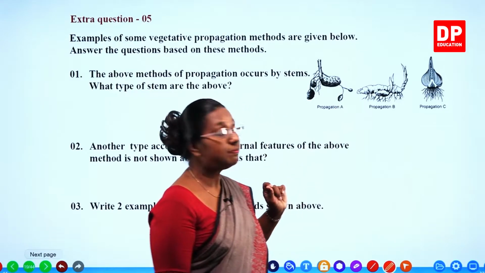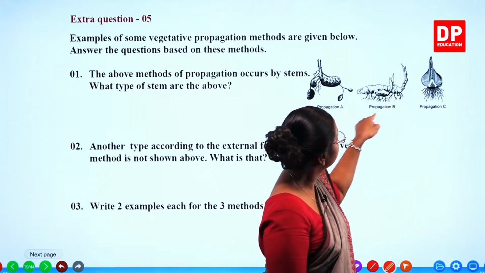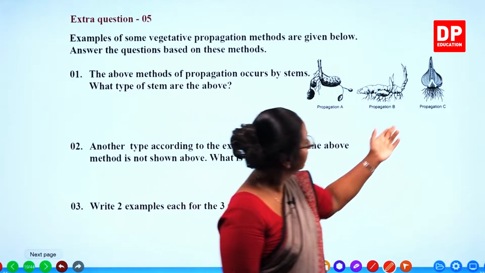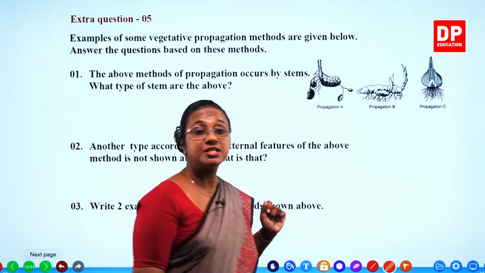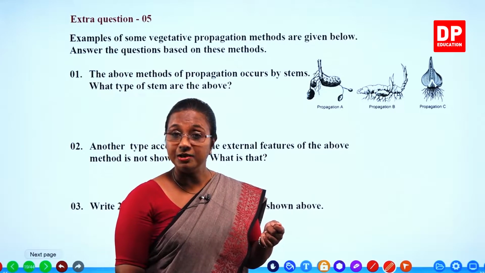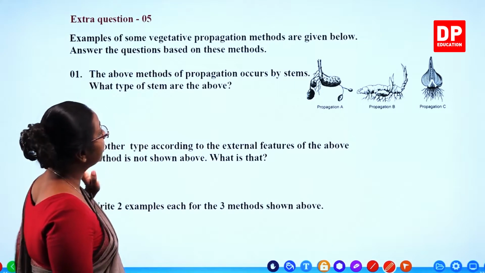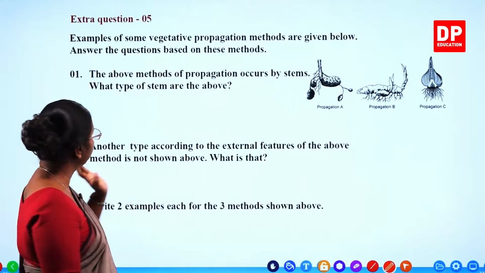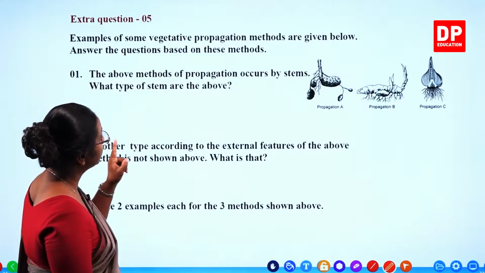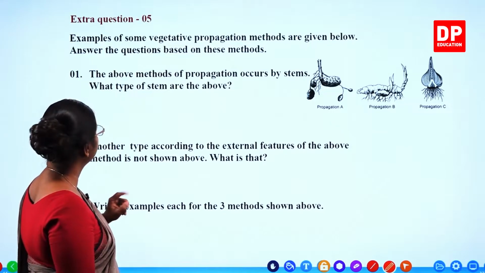Then propagation B, what is that? It is a rhizome. And examples for rhizome: ginger, turmeric. Then here you can see propagation C is by a bulb. Bulb: red onion, big onion, leeks, all those are bulbs. So we have identified the three different propagation methods. Examples of some vegetative propagation methods are given below. Answer the questions based on these methods.